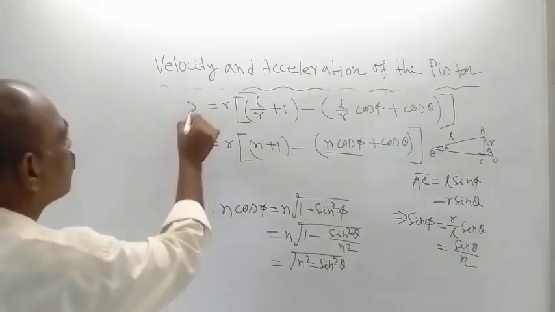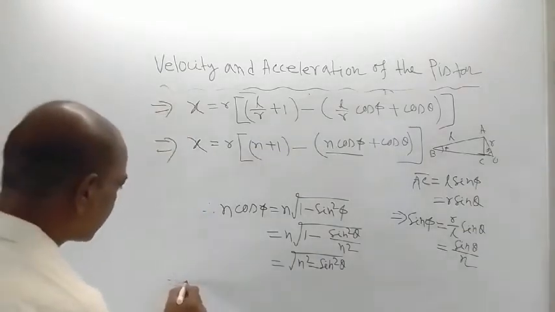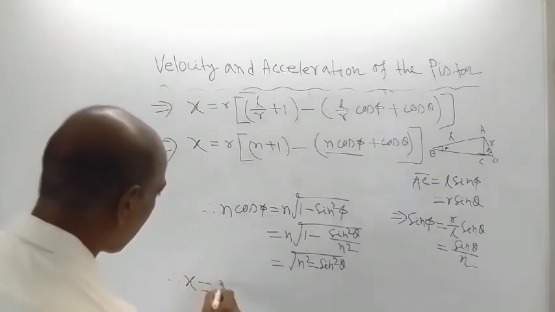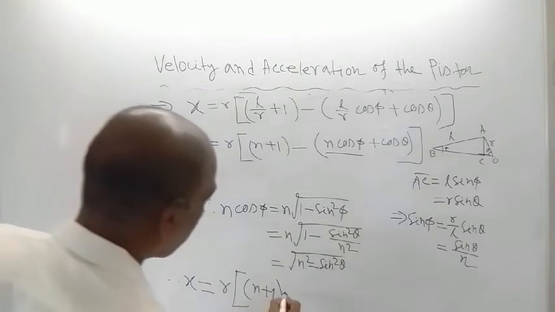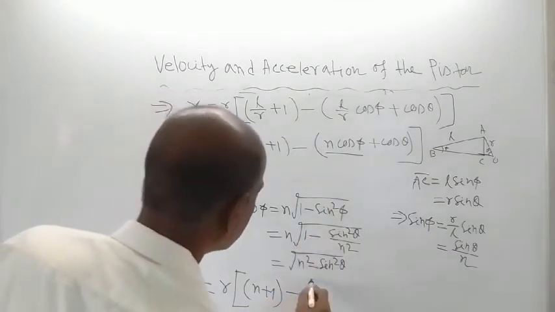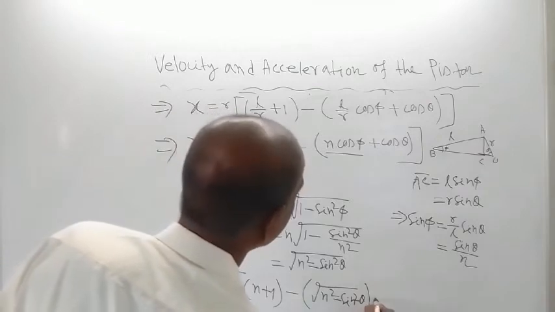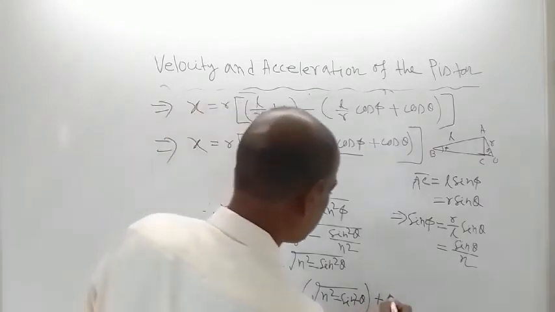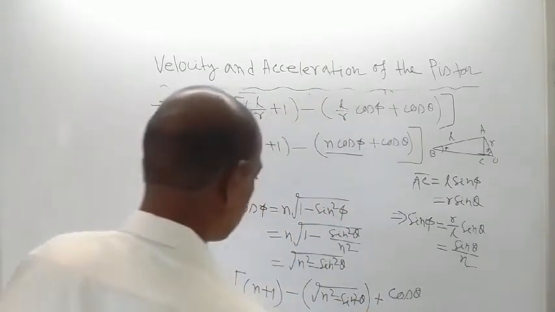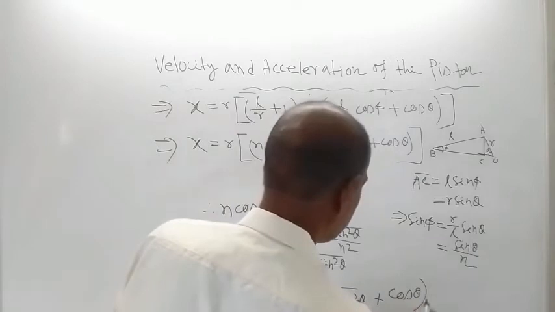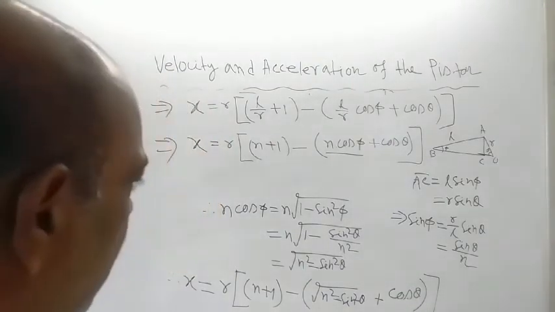Therefore, this was the displacement x. So displacement x becomes equal to R into n plus 1, minus n cos phi. So this is equal to R into n plus 1 minus root over of n square minus sin square theta, plus cos theta. Sorry, this bracket should appear here, not here. It is here. Okay. So this is the expression for displacement in terms of theta.